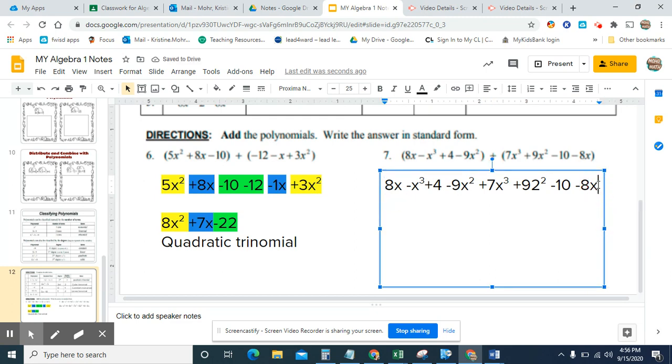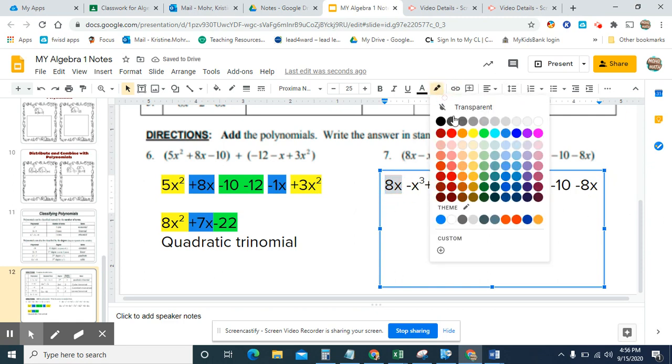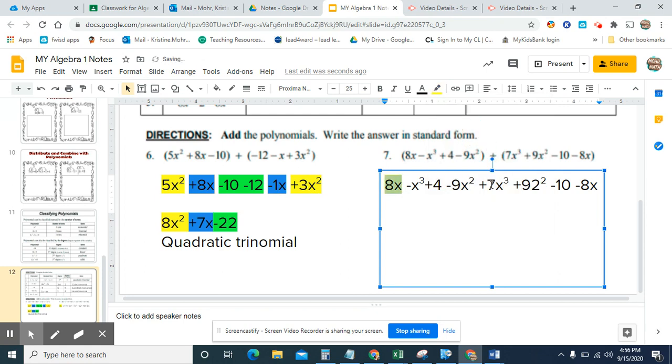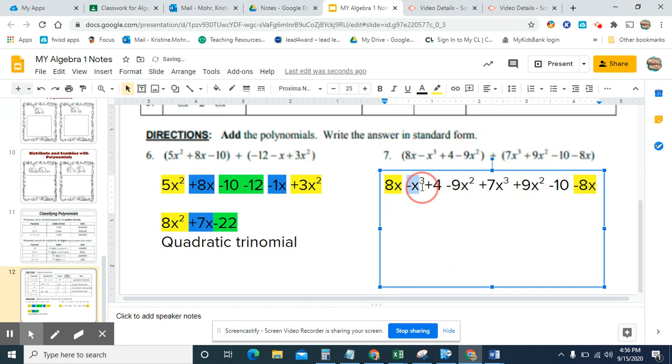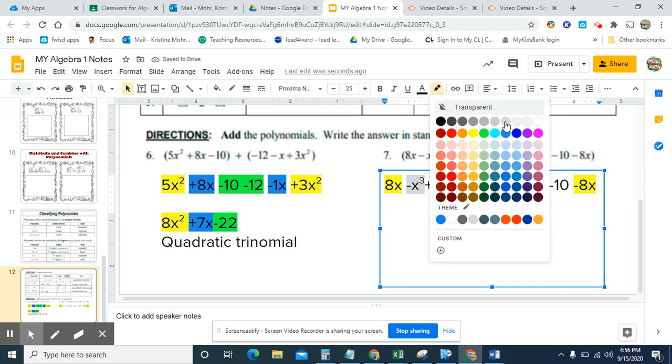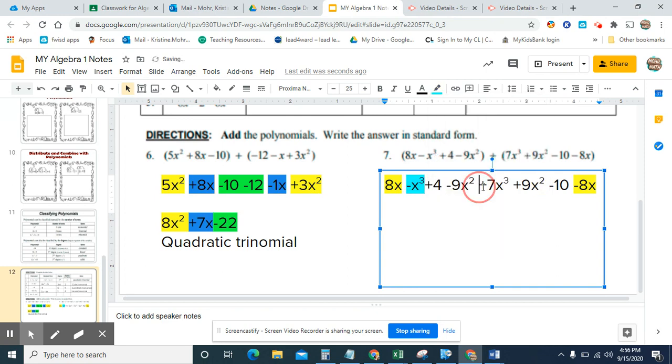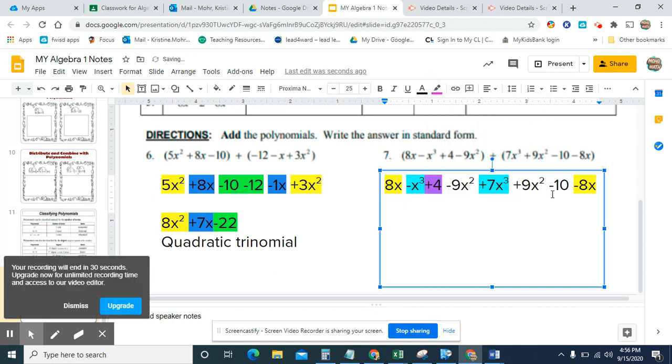Okay, so now we just go and select our like terms. So we have 8x, let's highlight yellow. That will also go to anything with just an x. And here we go, also negative 8x. We have x cubed. Let's highlight it blue. X cubed here also. I have a constant plus 4. Let's do pink. Minus 10. Pink. 9x squared.